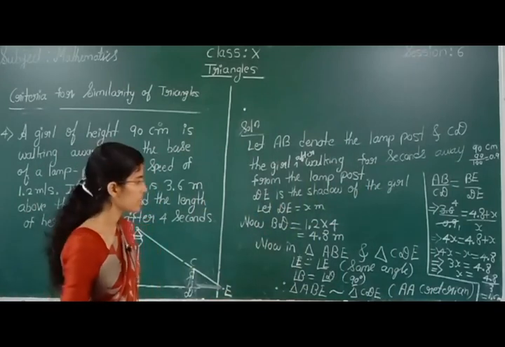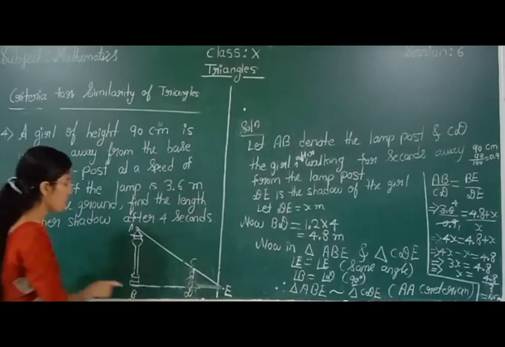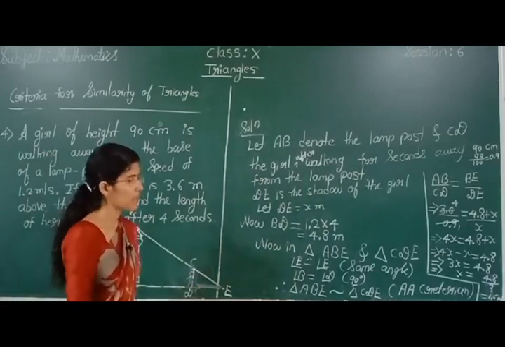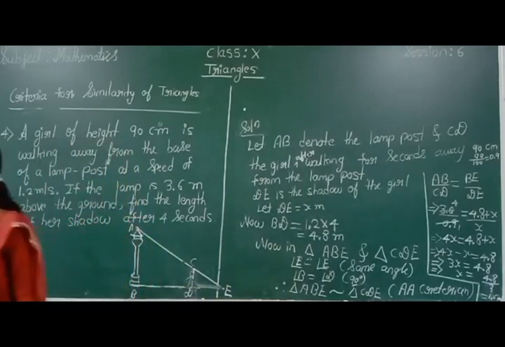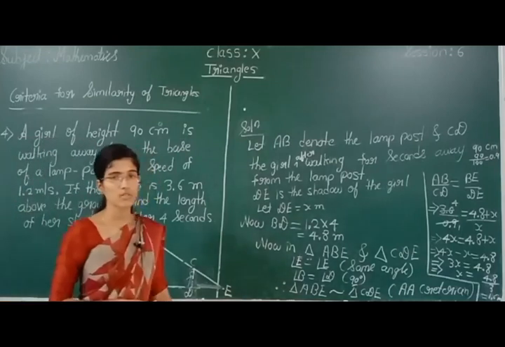What we can tell? The length of the shadow after 4 seconds is nothing but 1.6 meter, we can tell it. Okay, we will see the next problem in the next class.